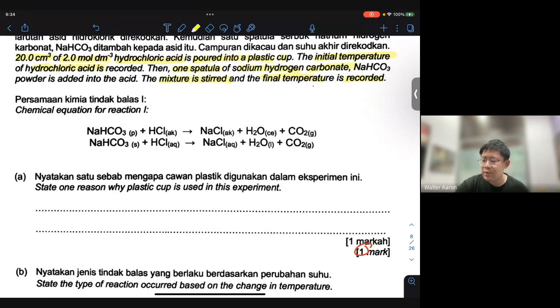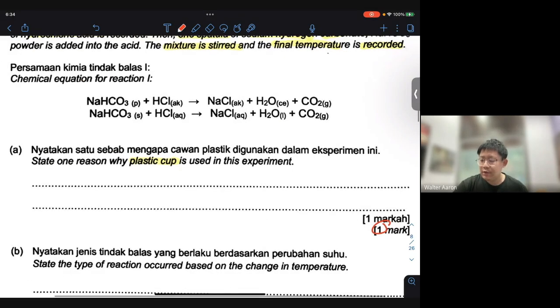So for A, state one reason why a plastic cup is used. So a plastic cup is a heat insulator, so you'll be able to reduce the heat loss to the surrounding as well. So you put it over here to reduce or to minimize heat loss to the surrounding.